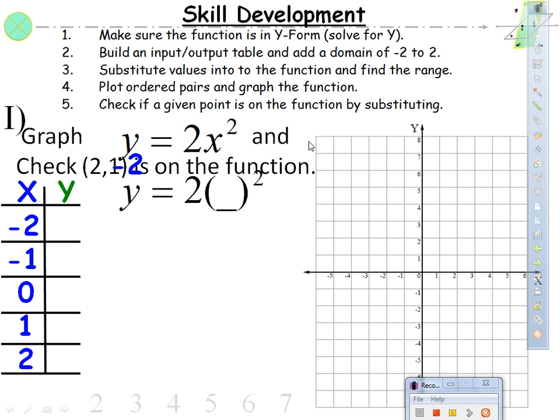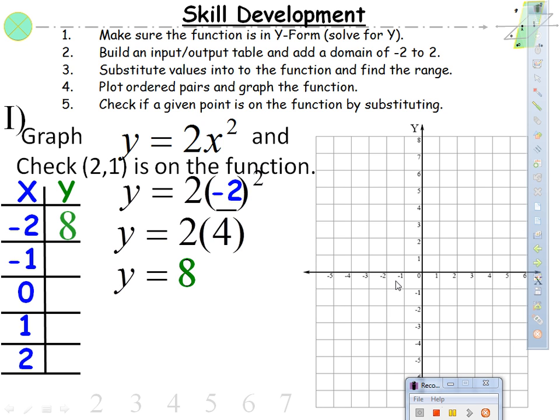So I need to start with parentheses. Can I simplify in here? No. Exponent. Do we have an exponent? Yes. What is -2 squared? 4. So then we get y equals 2 times 4. What is 2 times 4? 8. So y equals 8, and that goes right here. If we plot that point, we got (-2, 8) right here. So plot your point and write your coordinates.